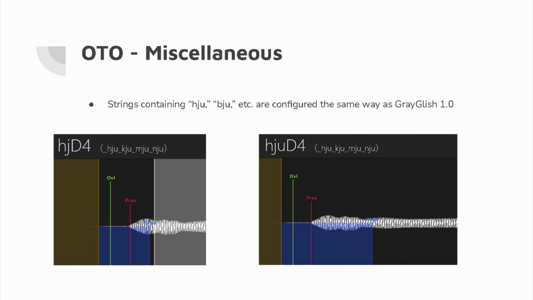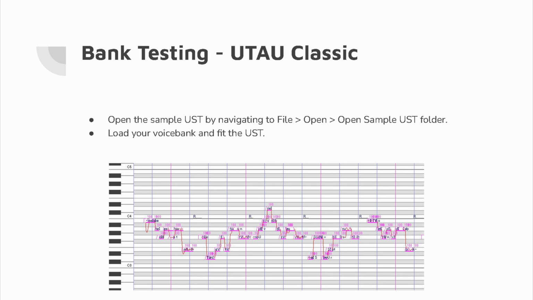And then the miscellaneous, that's the hue view again, they're configured the same way as Greyglish 1.0. I personally like to have the hue and then the long hue for these kinds of notes because they make it a bit simpler than having to chop up the note, but it's up to you if you want to stick with that.